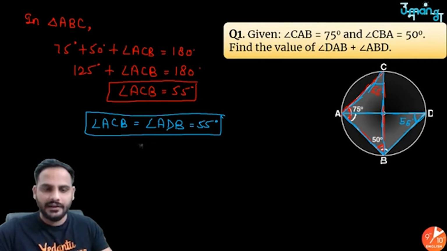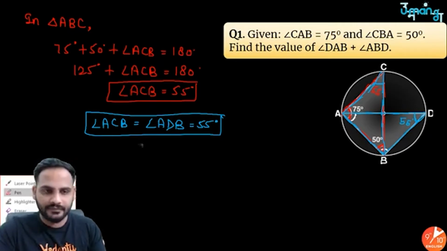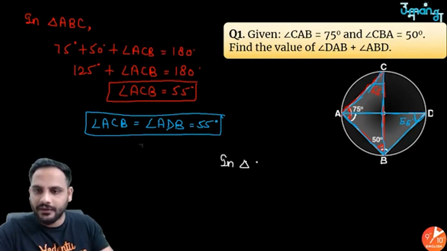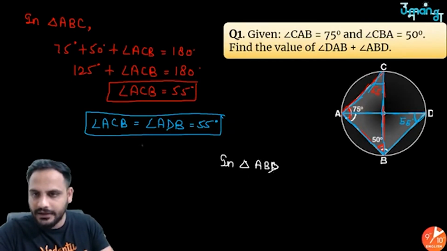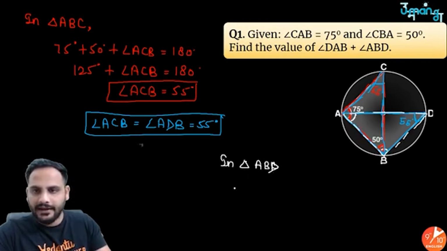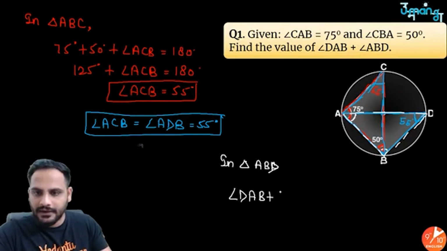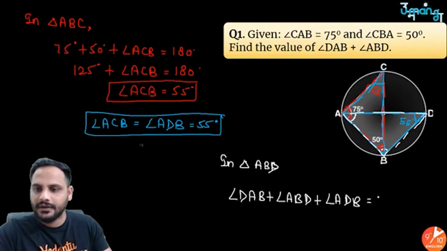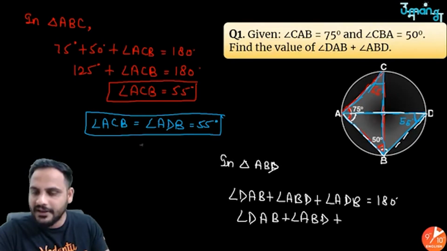Okay, so I can say that in triangle ABD, we have angle DAB plus angle ABD plus angle ADB is equal to 180 degrees. Now look, I don't know what is DAB, I don't know what is ABD, but I know angle ADB is equal to how much? 55 degrees. So 55 degrees plus the others is equal to 180 degrees.